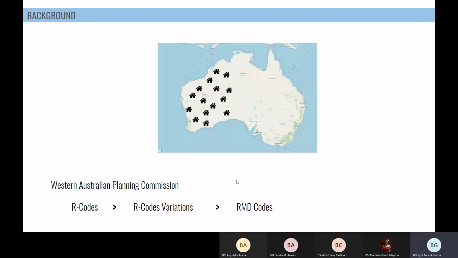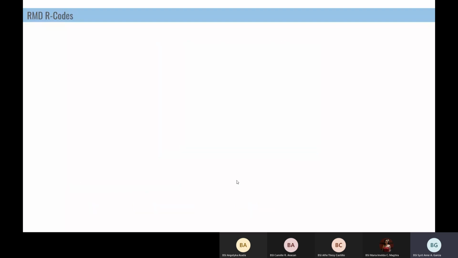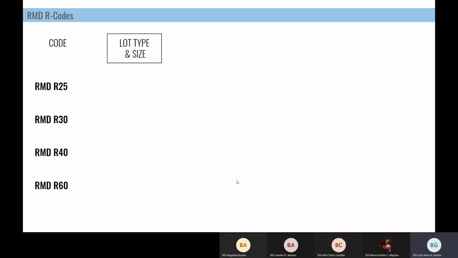Then from there, each local government developed its own variation. So the WAPC implemented the RMD Codes. The RMD, and then the code number, there are four codes: R25, R30, R40, and R60, and they vary regarding the lot type and size, the setbacks, open spaces, and parking rules.